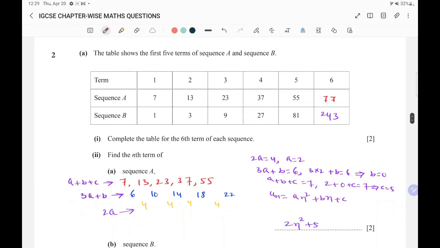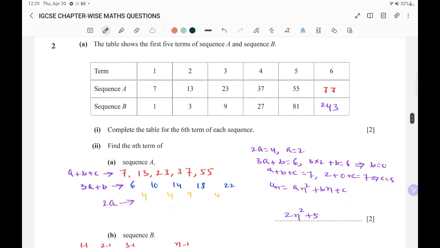Now second question, the table shows the first 5 terms of the sequence. So 3, 7, 13, 23, 37, 55. Next is 67. But how? I will show.